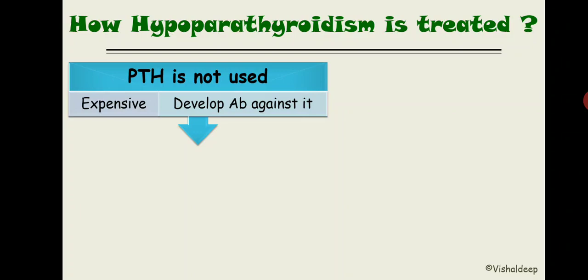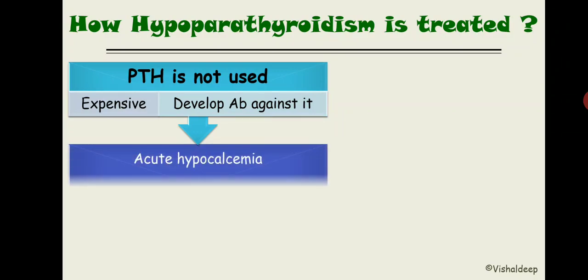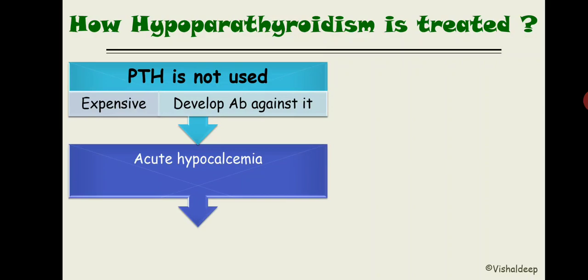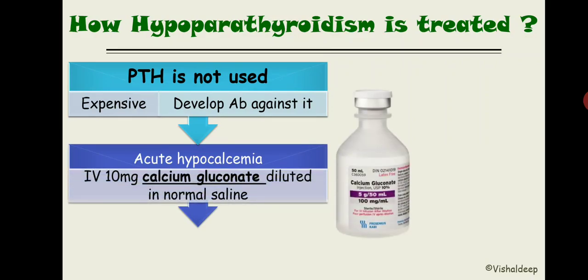So how do we treat hypoparathyroidism? The answer is that we have to treat the features. The main clinical feature of hypoparathyroidism is hypocalcemia. We have to treat the hypocalcemia, and if this hypocalcemia is acute, then we have to give calcium in the form of calcium gluconate. Now this calcium gluconate we have to dilute in normal saline in the 10 milligram ratio, and we have to give it intravenously.